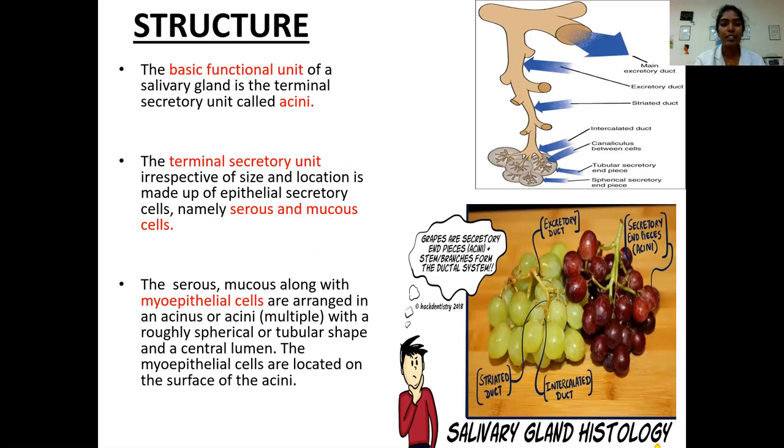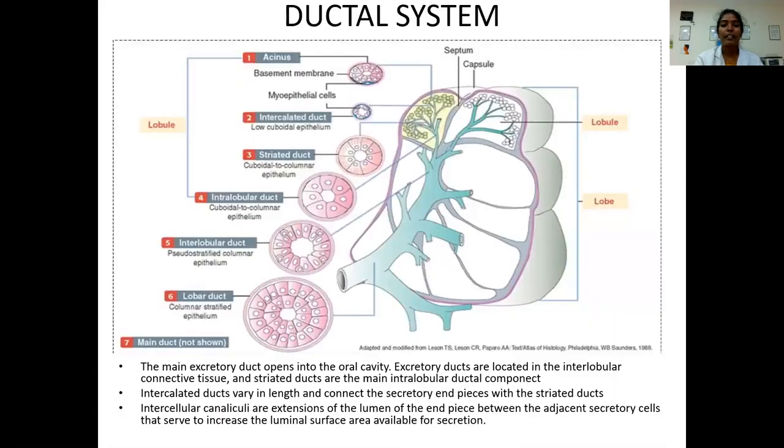The terminal secretory unit, irrespective of the size and location, is made up of epithelial secretory cells, namely serous and mucus. The serous and mucus, along with myoepithelial cells, are arranged in acinas or acini with a rough spherical or tubular shape and a central lumen. The myoepithelial cells are located on the surface of the acini. The ductal system. The main excretory duct opens into the oral cavity.